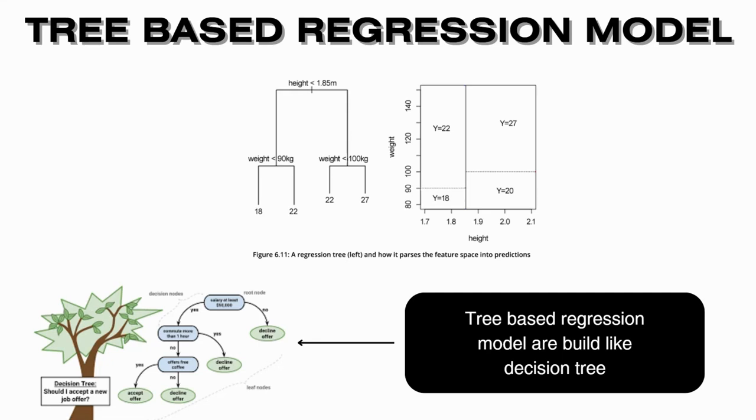Let's take an example. If you want to predict the age of a person with a height of 1.7 meters and a weight of 80 kilos, let's use the regression tree. On the left part of the regression tree, because the height is less than 1.85 meters, we follow the left branch. Similarly, since the weight is less than 90 kilos, you follow the left branch and end at 18 years old. That means that the age of the person is 18 years.